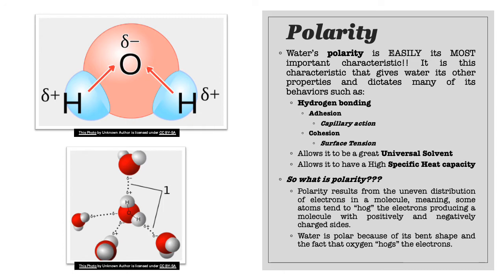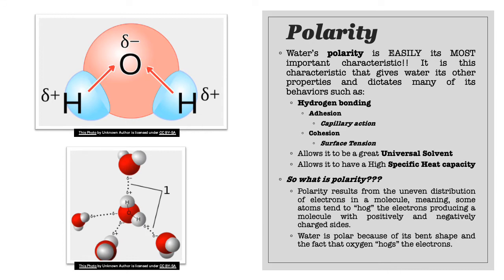All right, so the first thing that we're going to talk about is water's polarity, because water's polarity is easily the most important characteristic. The reason for this is because a lot of the other characteristics that we talk about result from water being a polar molecule. These characteristics are hydrogen bonding, and then the adhesion and cohesion that result from hydrogen bonding. We're also going to talk about the fact that water is a universal solvent and the fact that it has a high specific heat capacity. But again, we're going to hit on each one of those on a different slide coming up.